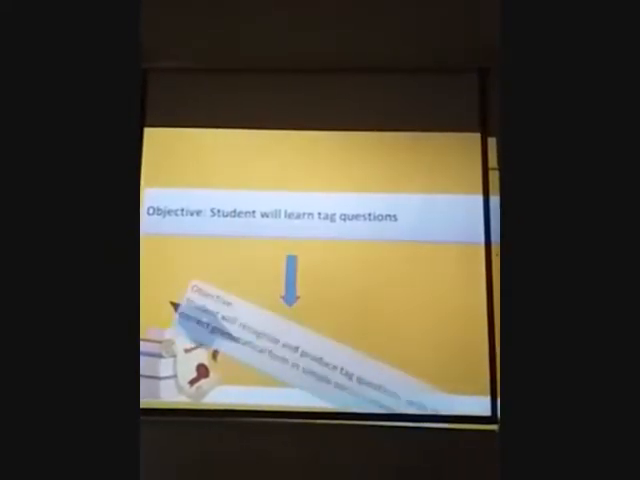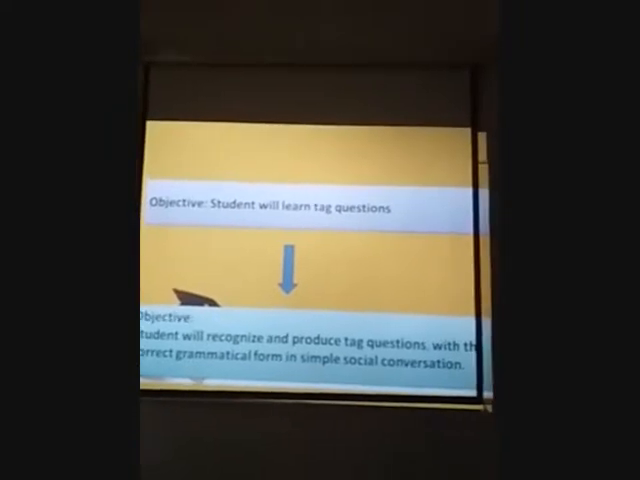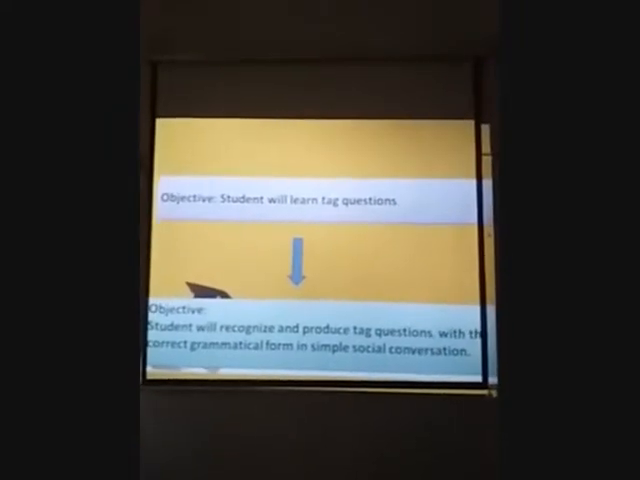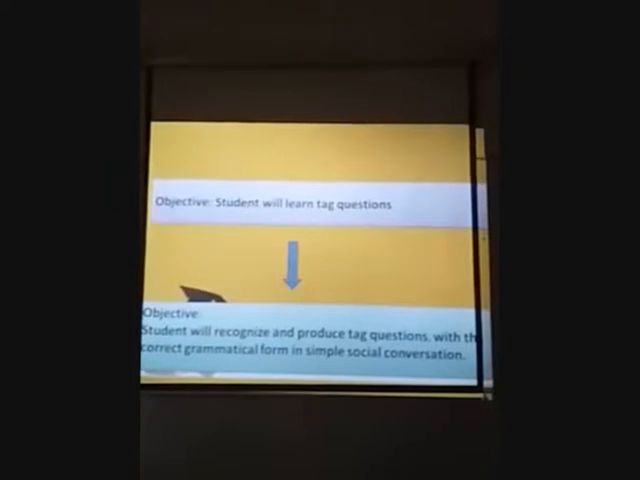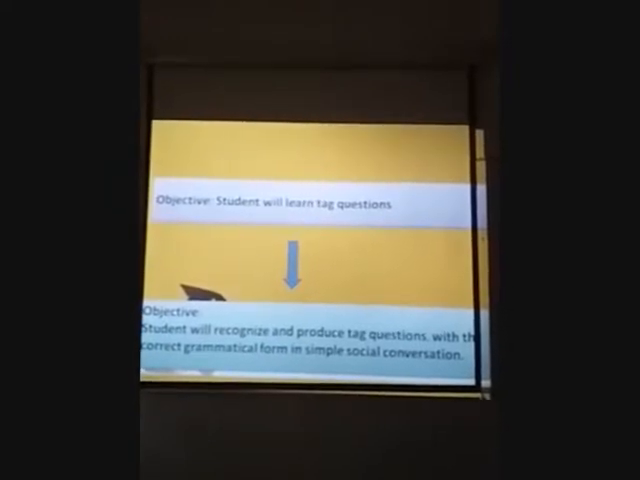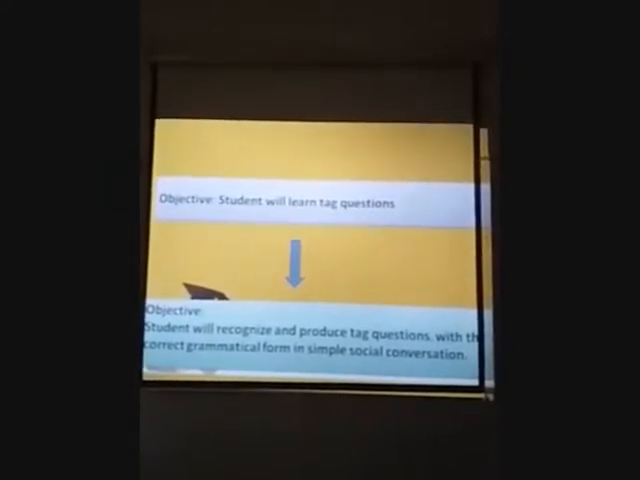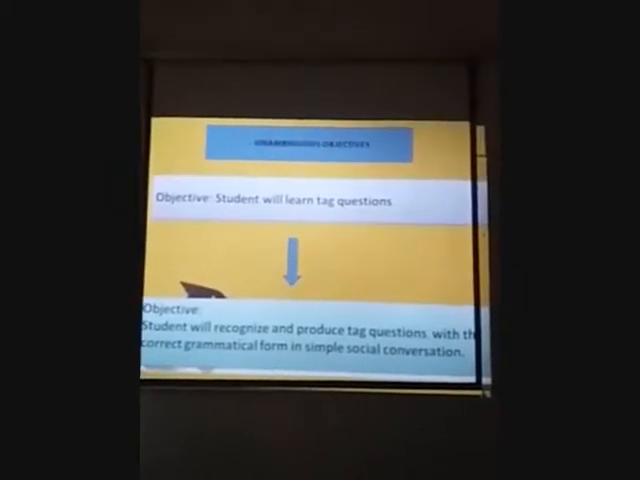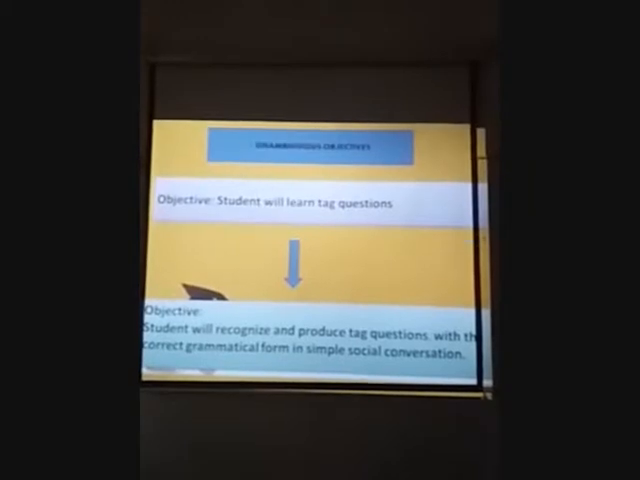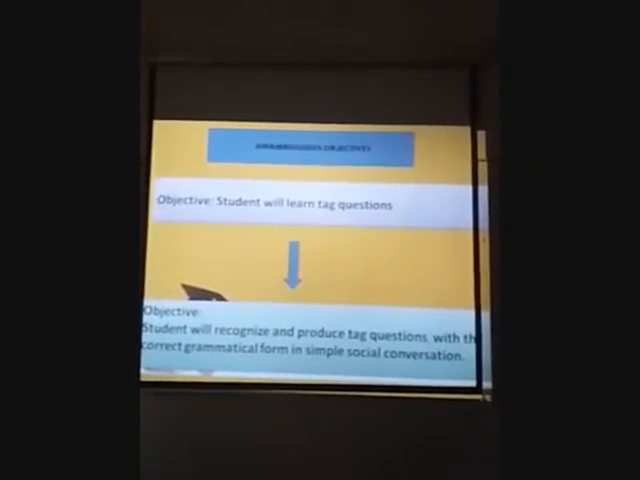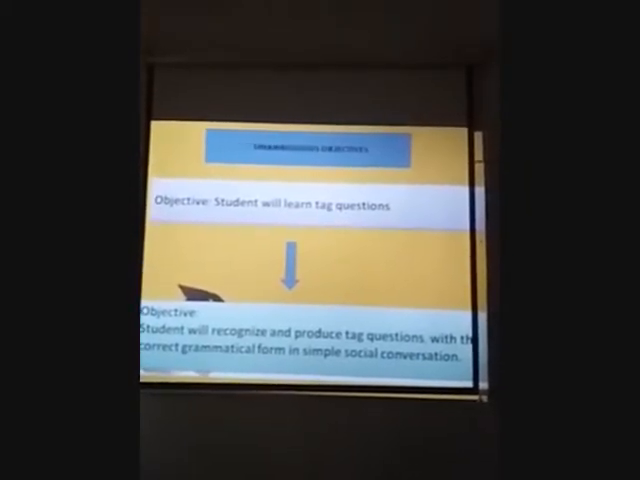The first objective is clear, not ambiguous. Look at the example. Students will learn type questions. This is not a clear objective, but the clear one is: students will recognize and produce type questions with the correct grammatical form in simple social conversation.